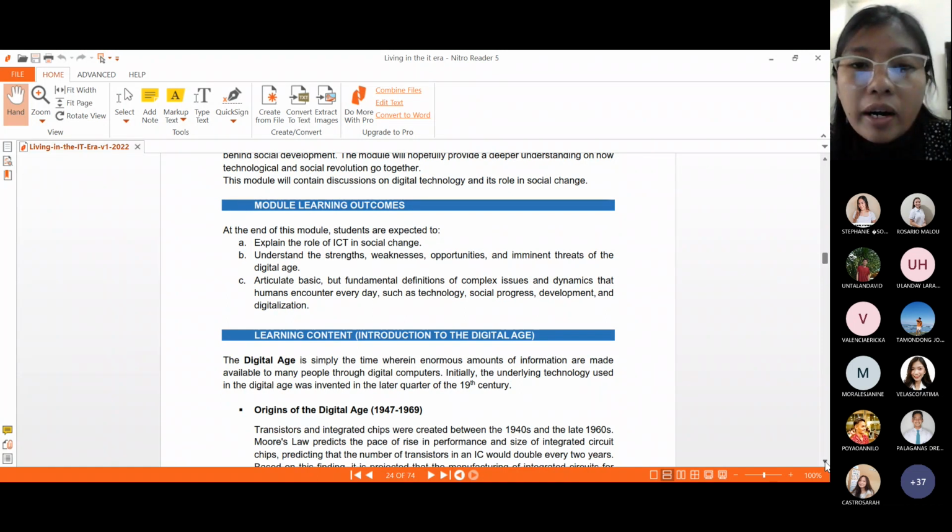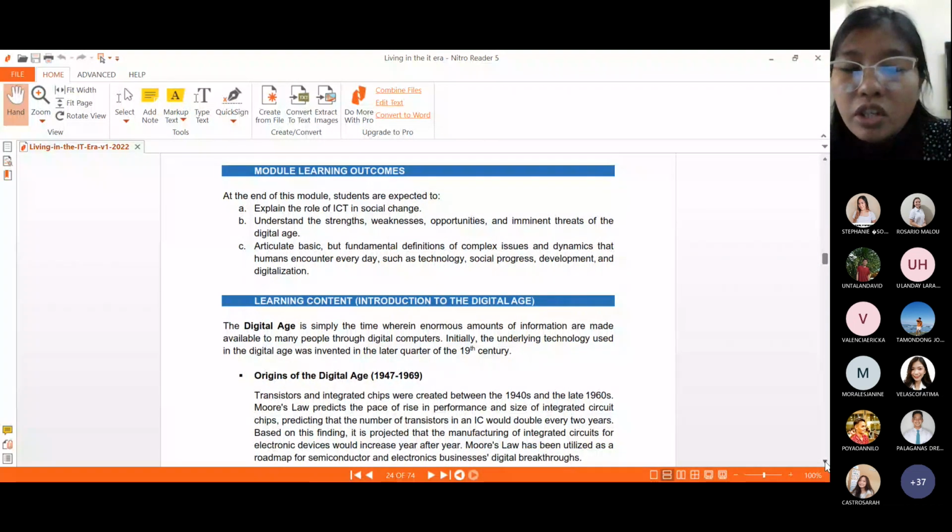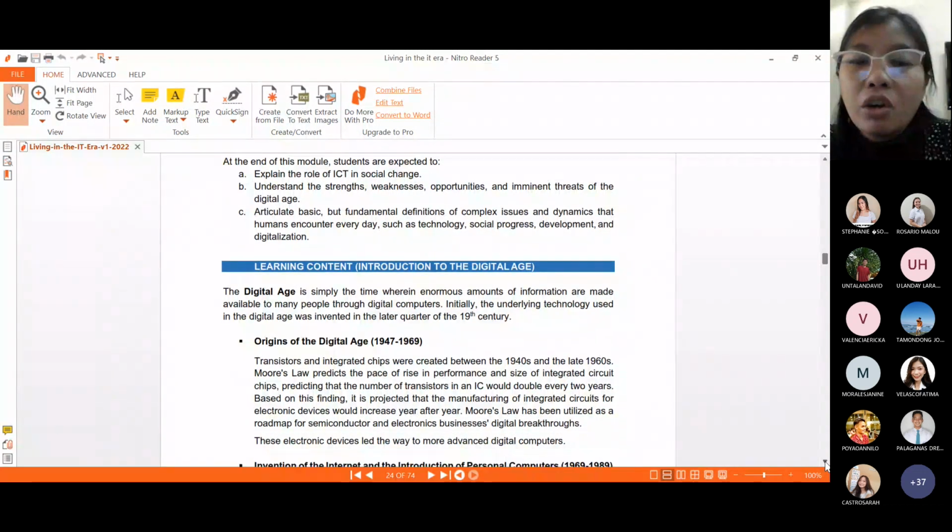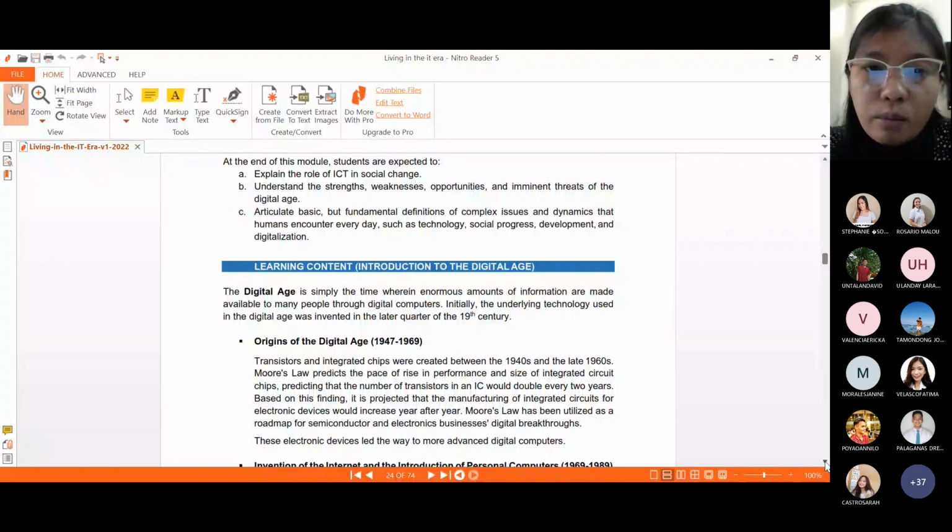Okay, so at the end of the module, you are expected to explain the role of ICT in social change. Ano ba ang kinalaman ng information and communication technology sa mga pagbabago na nagaganap sa ating environment, sa ating surrounding? You also have to understand the strengths, weakness, opportunities, and imminent threats of the digital age where, well, we have already discussed this during chapter 1, di ba, yung the benefits and parang the bane and the boon, the advantages and the disadvantages of information and communication technology in today's world as to areas of education, to job opportunities, to the environment, etc. Pero uulitin lang natin siya since part pa rin siya ng Module 3.